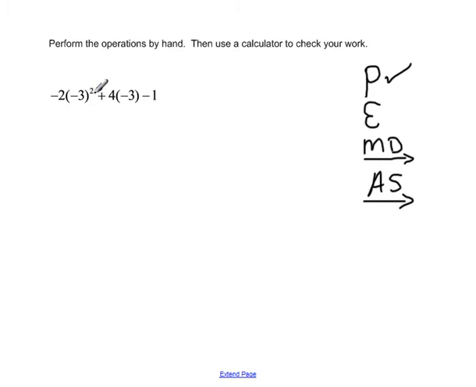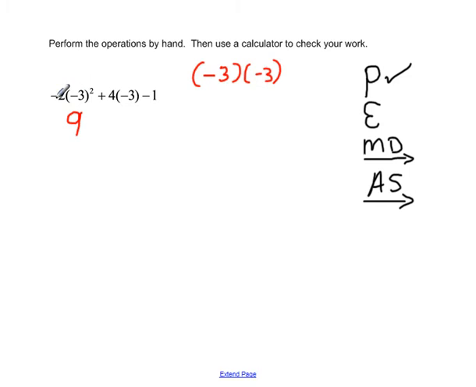Now let's take a look at our exponents. We do have one exponent here. So when I do the exponent part, notice what's being raised to the second power. The base of the exponent is -3. So -3 raised to the second power, that means -3 times -3, which we know is going to give us +9. So I'm going to bring that 9 down here, and it's a +9.